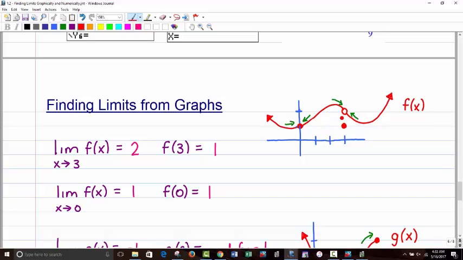So it's approaching 3 regardless of that dot. Now I'll talk about that dot. The dot just means we have a function value. That just means f of 3 would be 1. It would be where the dot is.